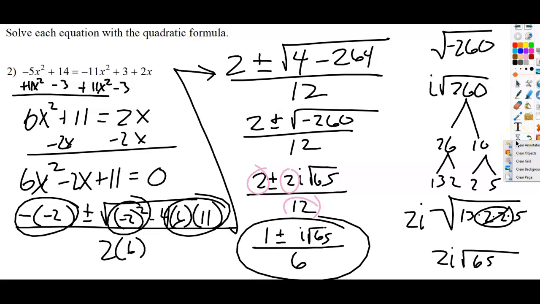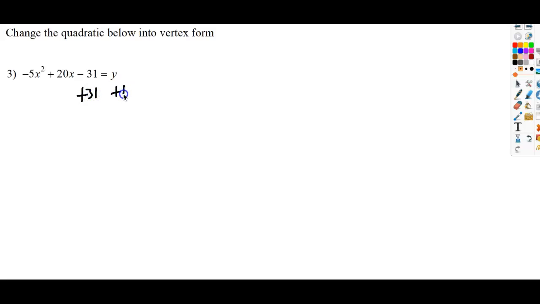Let's go ahead and take a look at the next problem. The next problem is changing a quadratic equation that's in standard form into vertex form. There are quite a few steps involved with that. The first thing we're going to do is add 31 to the other side, just like that. That's step 1.